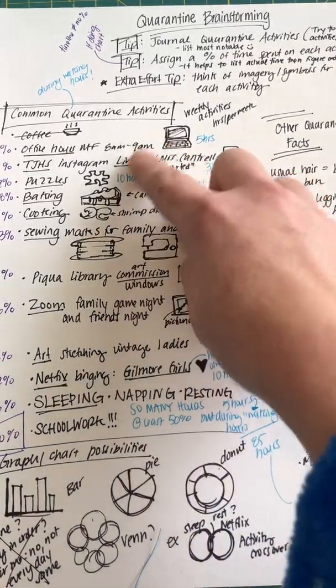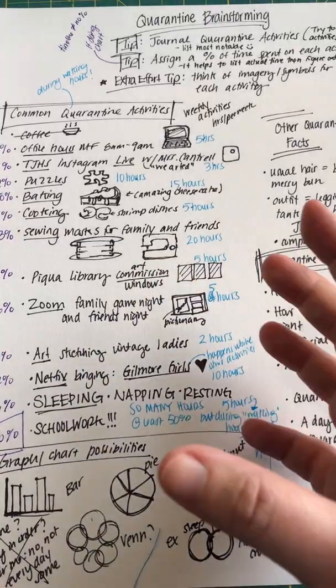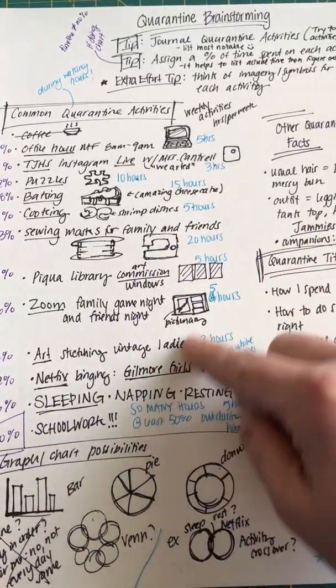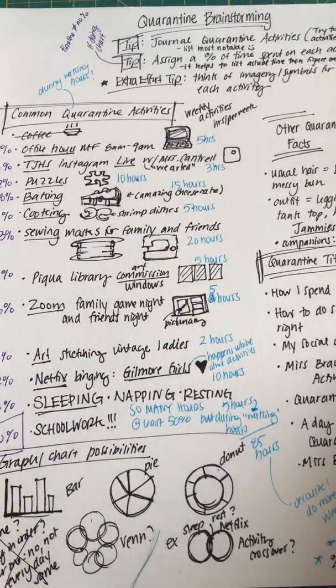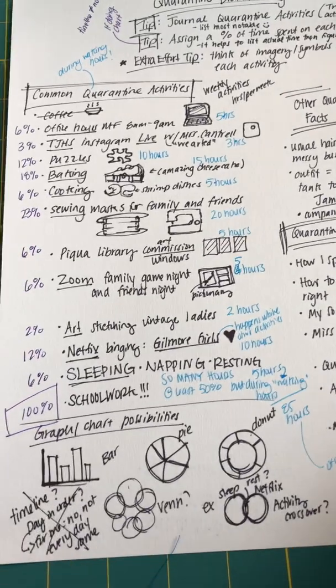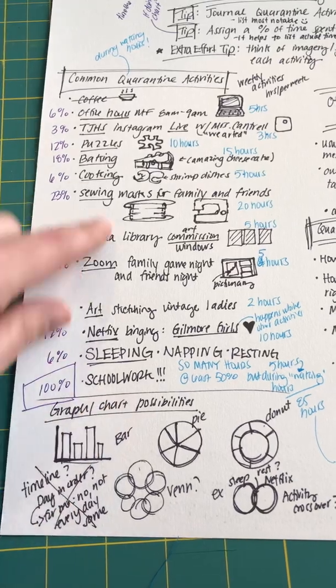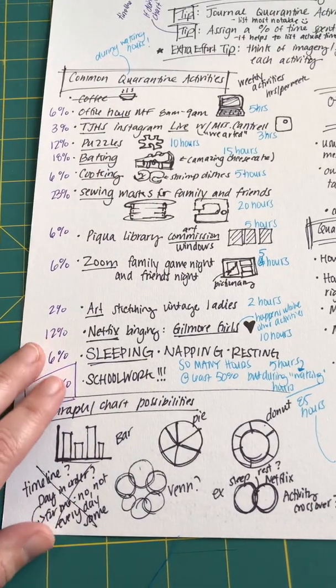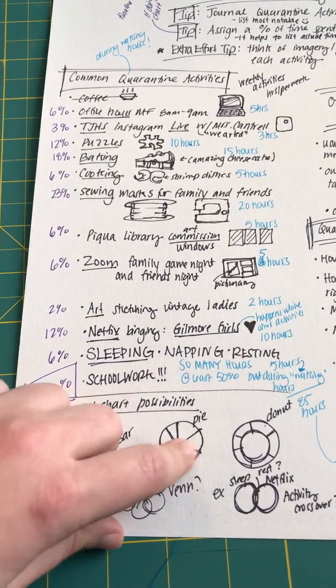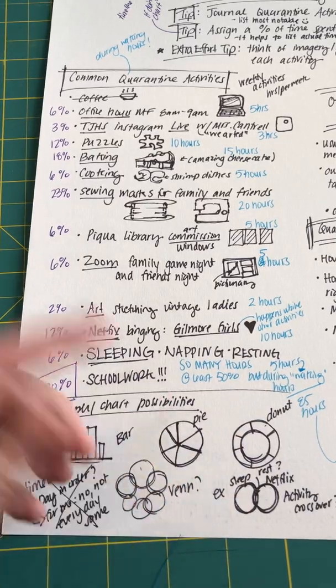So it's going to be important to have a little bit more graphicness to your infographic, that you have symbols that represent that. Here's some other things that you want to think of. You're going to need to think of what graph or chart you want to represent your activities. It could be a bar graph, it could be a pie chart, it could be a donut chart, it could even be a Venn diagram.